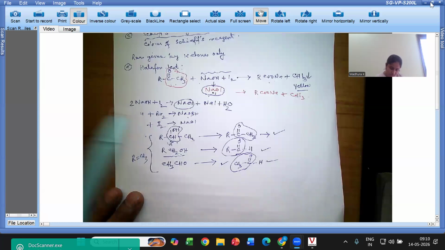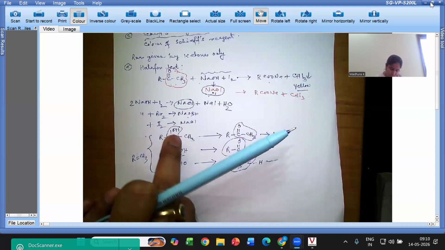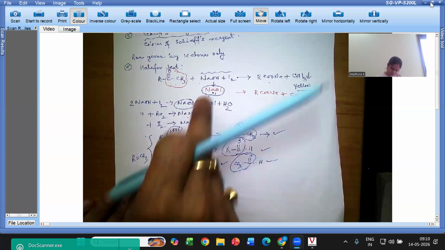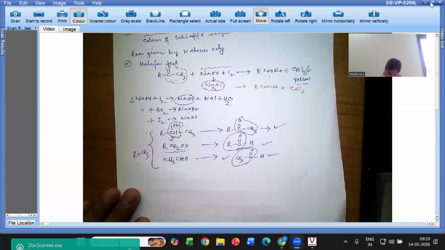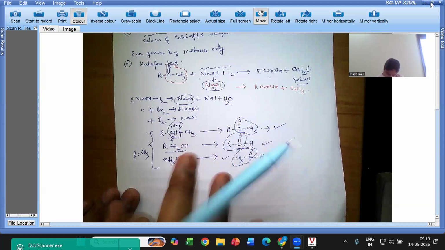The examiner will choose which one. For competitive exams they will choose either this or this, because of the chemistry involved. Am I clear to you? Yes, sir. So this is basically for competitive exam preparation.